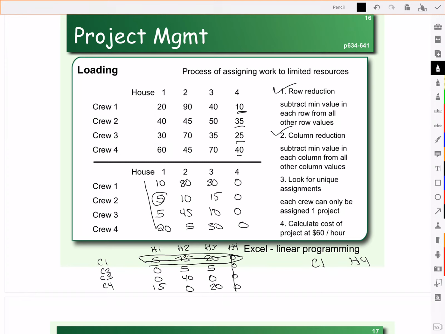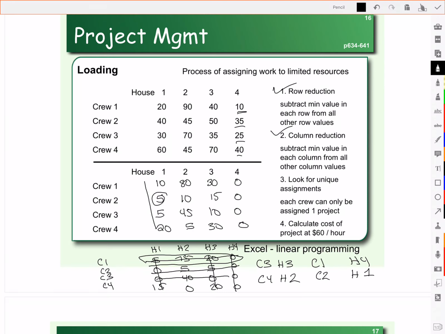So notice for crew 2, because we're now ignoring house 4, there's only one zero in that row. So crew 2 is going to work on house 1. Crew 2 is now off the table, house 1 is off the table. So now for crew 3, notice in that row there's only one zero. So crew 3 is going to take house 3, which means crew 3 is off the table, house 3 is off the table, so crew 4 is going to do house 2. So you have just assigned the crews to each of the houses.